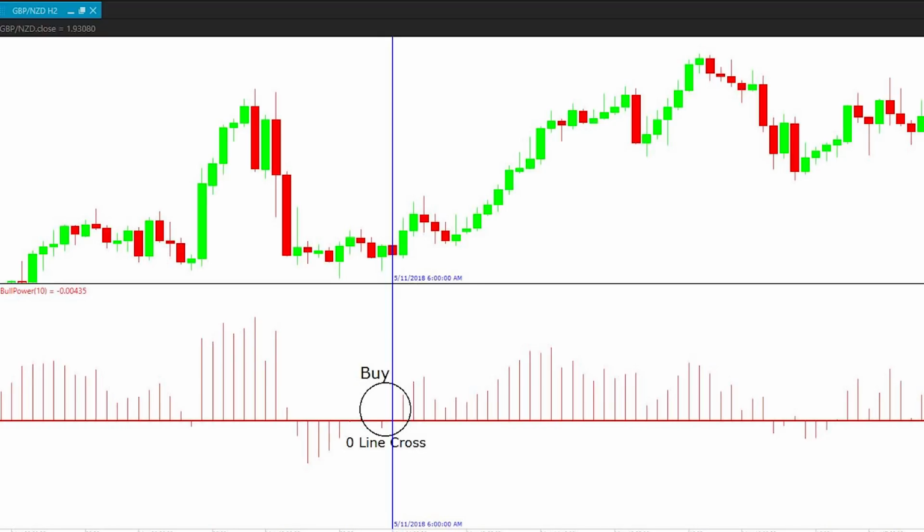As we're forming those new higher highs on the bullish side of the EMA, we can bank those profits very similar to how we did with the divergences.